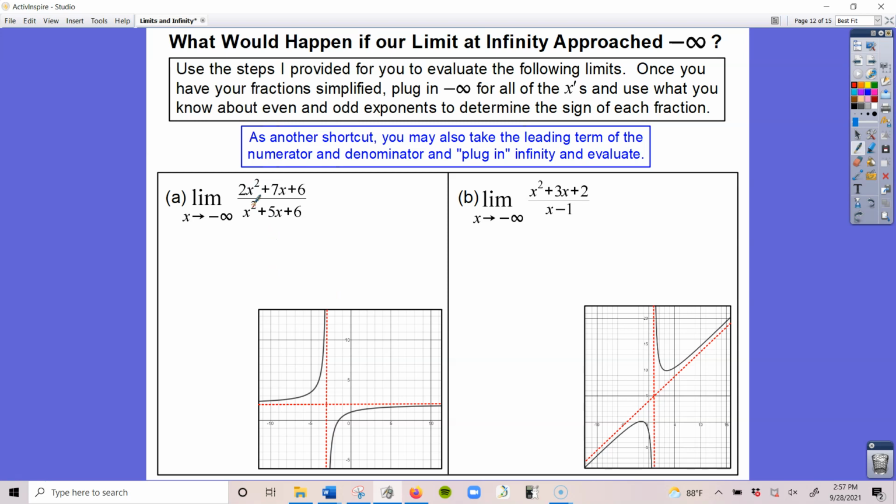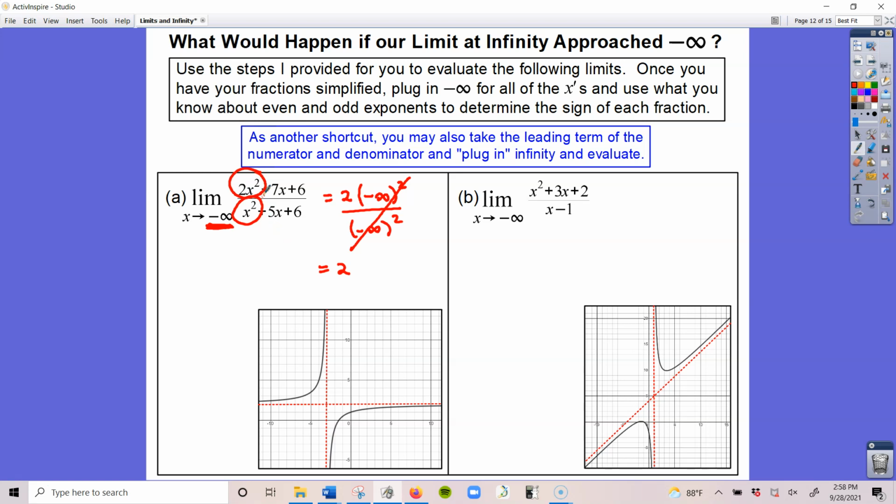So we want to be able to do these quickly and efficiently. A shortcut would be taking whatever infinity it is and plugging it into the highest degree of the numerator with the highest degree of the denominator. So this would be 2 negative infinity squared over negative infinity squared, which these two things are the same, that will cancel. So this would equal 2. And again, as our shortcut, remember when the degree of the numerator is the same as the degree of the denominator, we have a horizontal asymptote when we divide those coefficients.